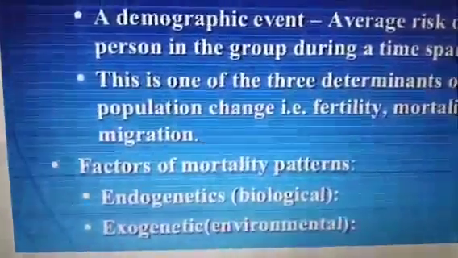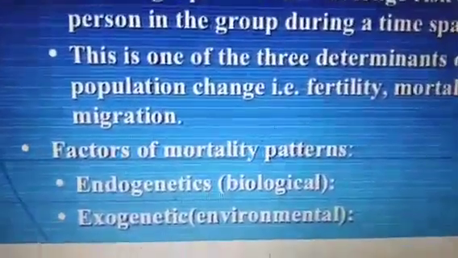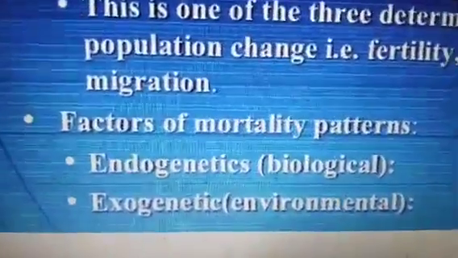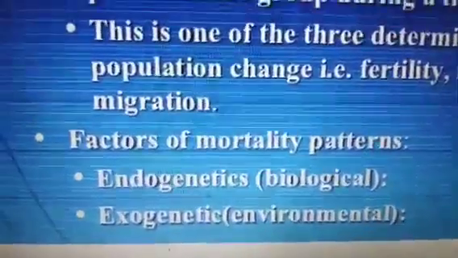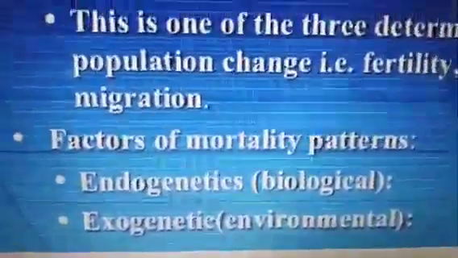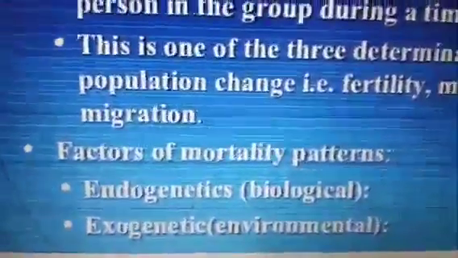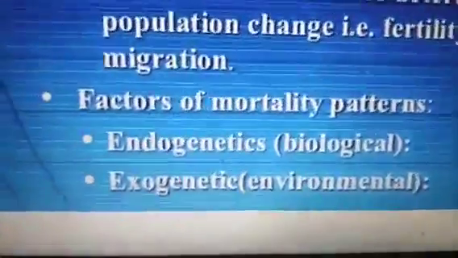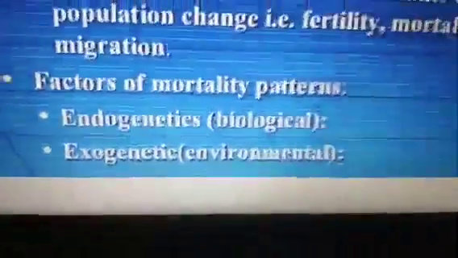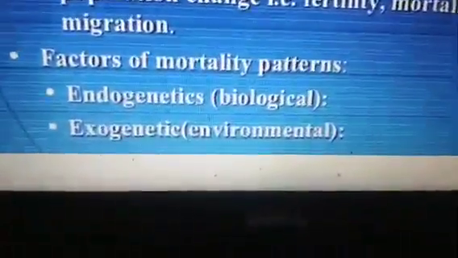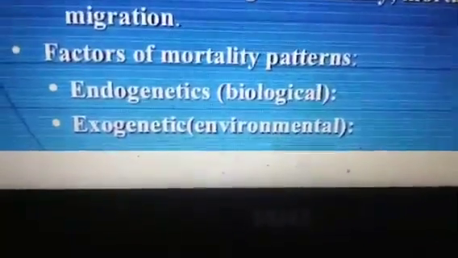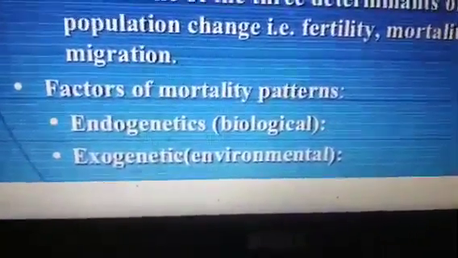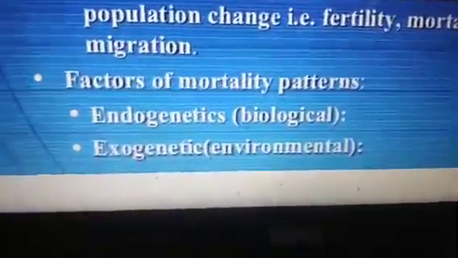And dear students, very carefully you have to observe these two patterns. One is called endogenetic, that is biological, and that biological is natural. He or she who takes birth has to die. This is biological, this is natural. But second is exogenetic, and this is the case of our study. Exogenetic means environmental, or today the situation of pandemic. These are all the exogenetic effects of mortality.